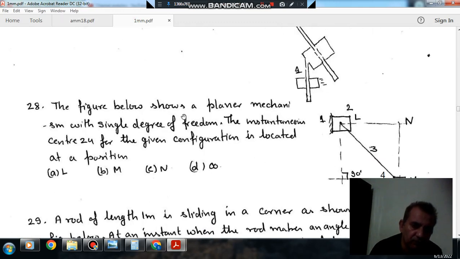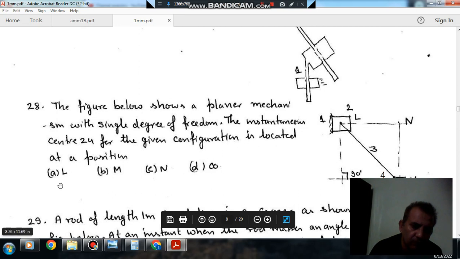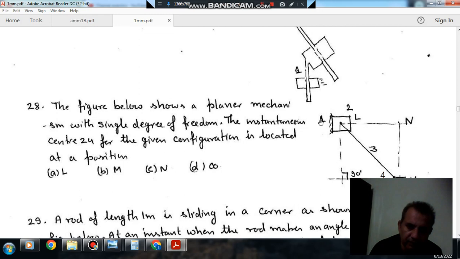The figure shows a planar mechanism with single degree of freedom. The instantaneous center I24 for the given configuration is located at a position. Option A L, option B M, option C N, option D infinity. So this is your L, this is your N, this is your M, this is link 1, this is link 2, this is link 3, this is link 4.